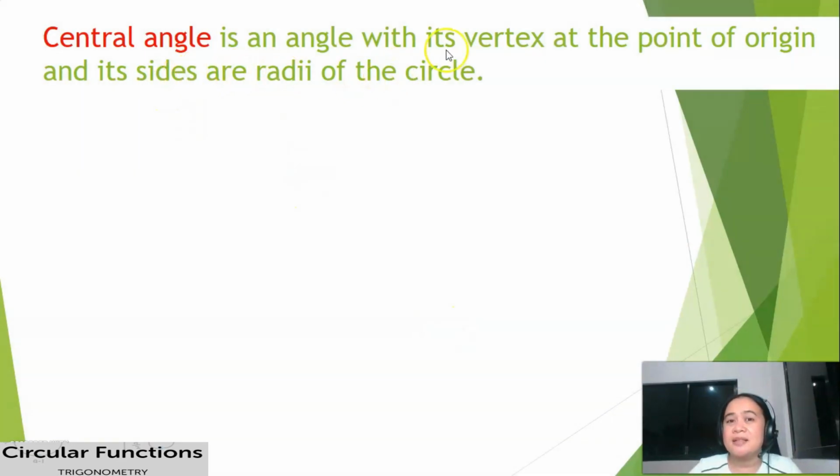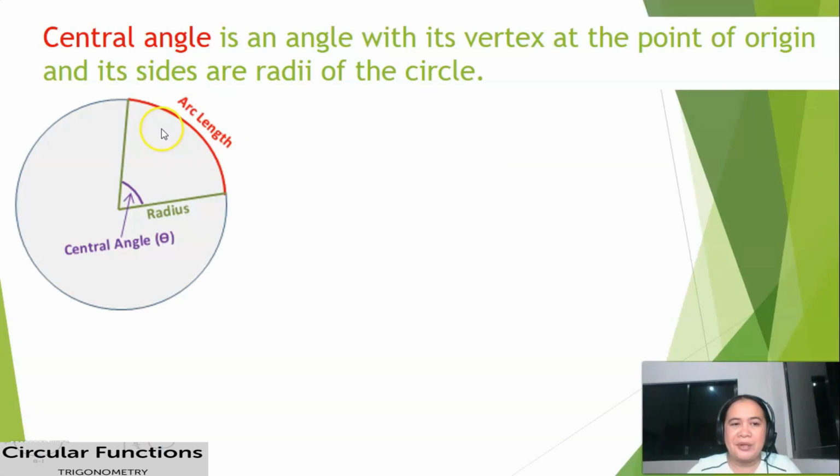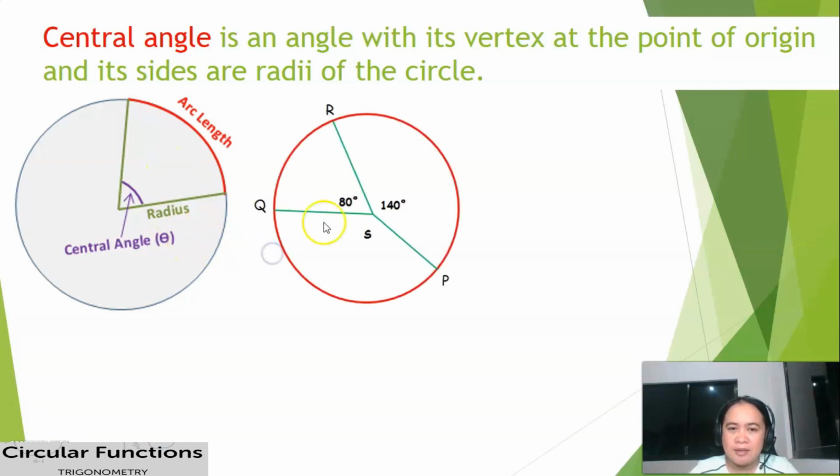A central angle is an angle with its vertex at the point of origin and its sides are radii of the circle. Now, this one is a central angle. The radii here are the sides of the angle, and the arc length here is the intercepted arc of the given central angle. Angle RSP is considered a central angle, just as angle RSQ is also a central angle.